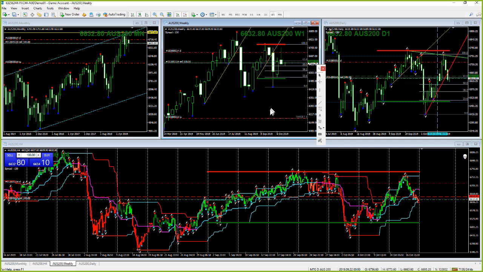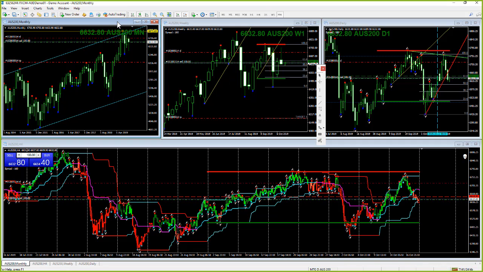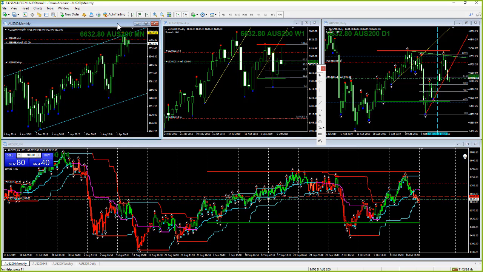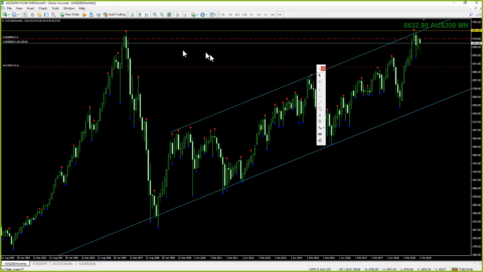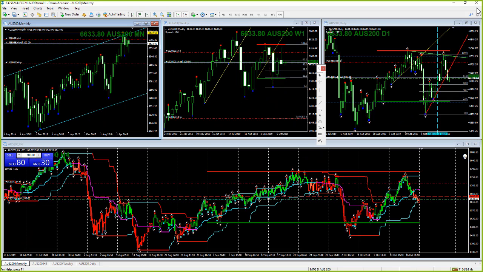Quite nice, definitely a level. So we're looking as well with the Australian 200 here, that we got an incredible channel and we're hitting over there. So that's a nice sort of sell, and see what the market is doing from there.